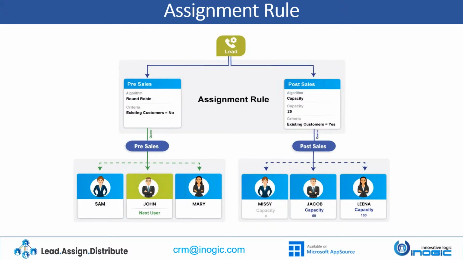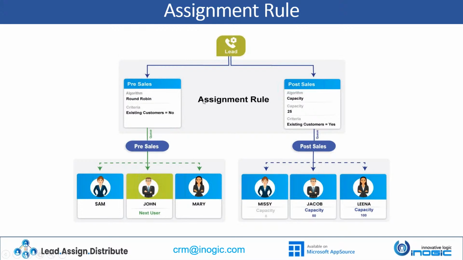Now let's move to the right side, which is the capacity algorithm. Now here you will see a very small difference. That difference is of the capacity. This means that for any lead which is falling in the post-sales queue, the available capacity of the resource will be taken into consideration before the lead is assigned to that resource. Let us assume that to serve a lead, to process the lead that falls in the post-sales queue, the sales representative or the resource needs at least 25 units of the capacity.